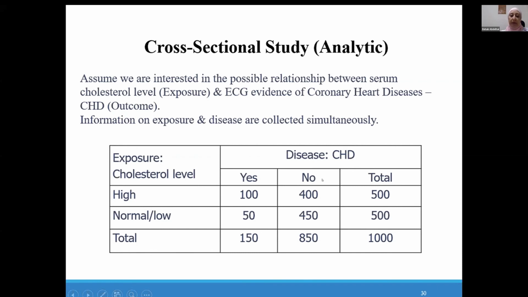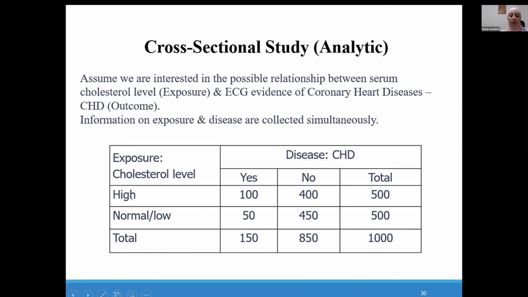And how many people are exposed? How many are exposed to high cholesterol? Sarah. 500. Yeah. 500. Excellent. Perfect.